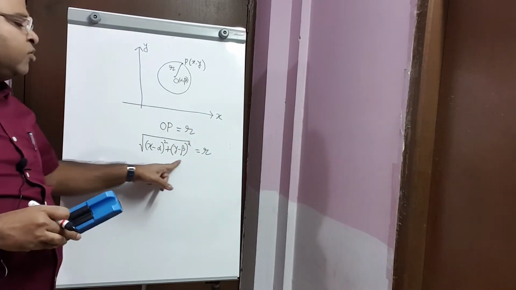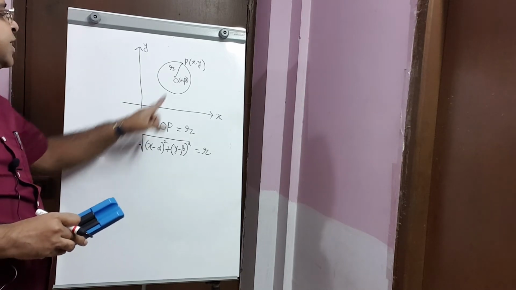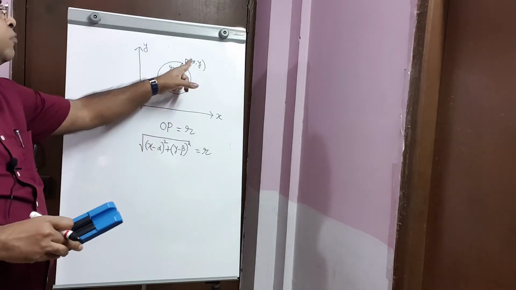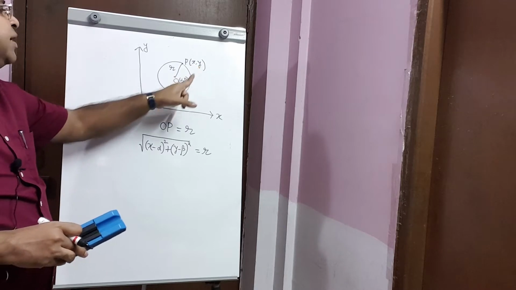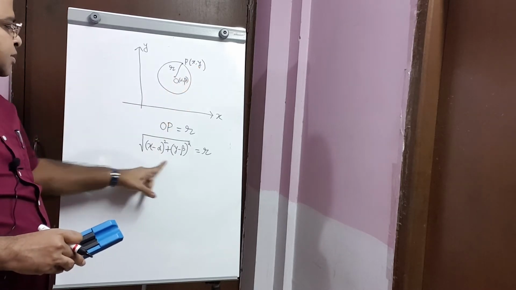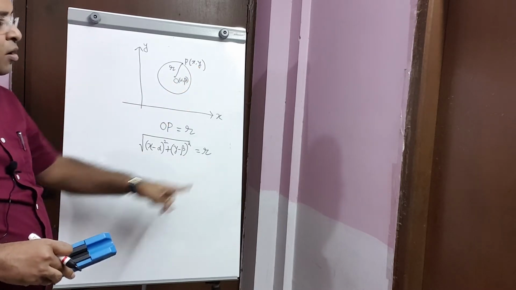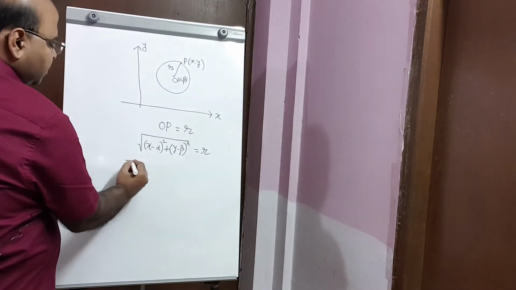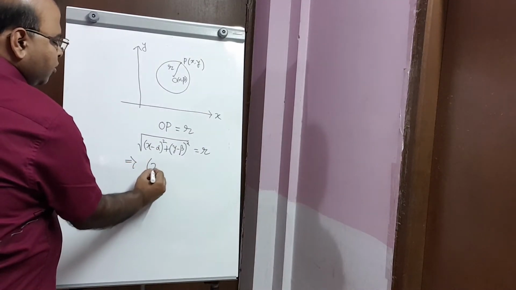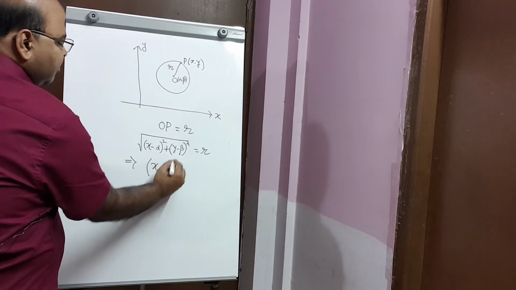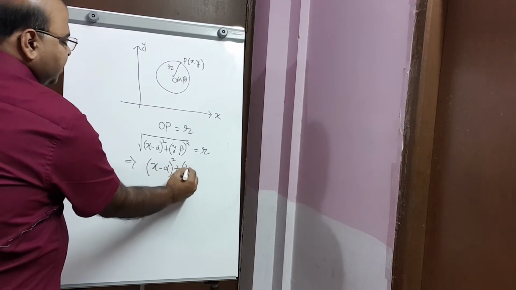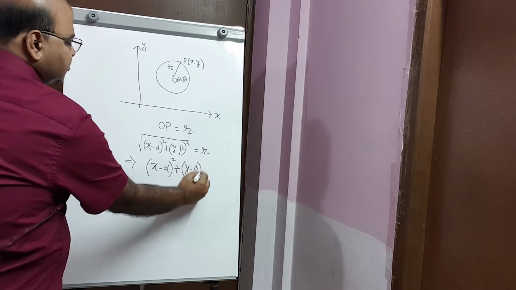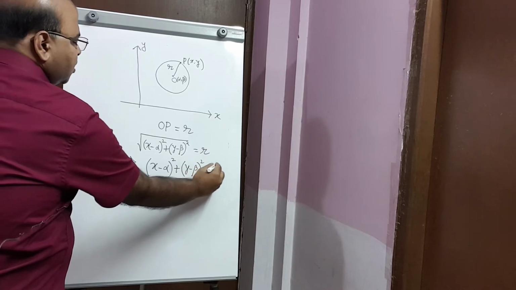This is the distance formula between two points (x1, y1) and (x2, y2): the square root of (x2 minus x1) whole square plus (y2 minus y1) whole square. So this becomes equal to r. Or if I square both sides just to get rid of the radical sign, we finally obtain (x minus alpha) whole square plus (y minus beta) whole square is equal to r square.